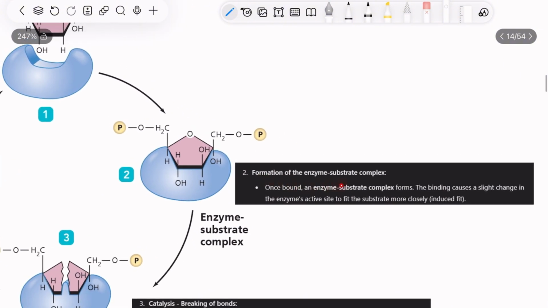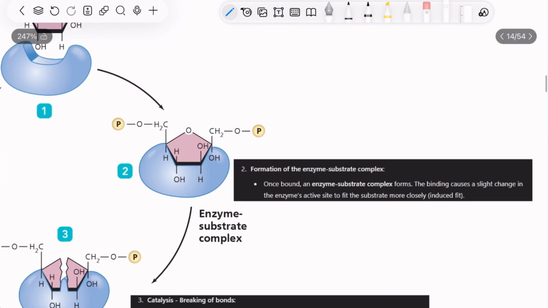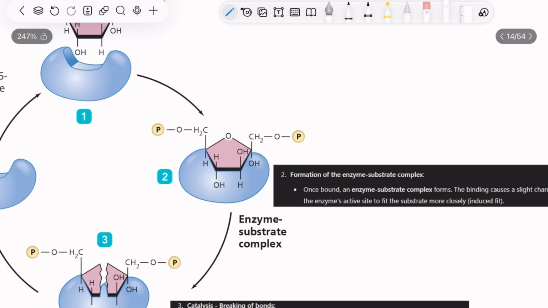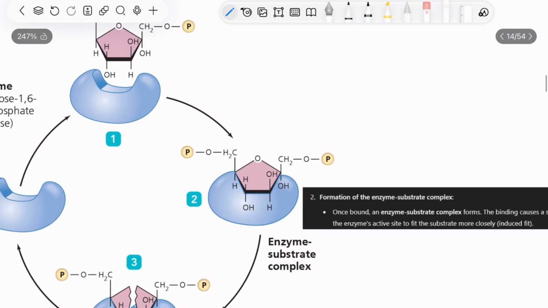Two. The formation of the enzyme-substrate complex. So once bound, an enzyme-substrate complex forms. The binding causes a slight change in the enzyme's active site to fit the substrate more closely. This is the induced fit. So as you can see, this was kind of a round shape, and now it is the exact same fit as the substrate.